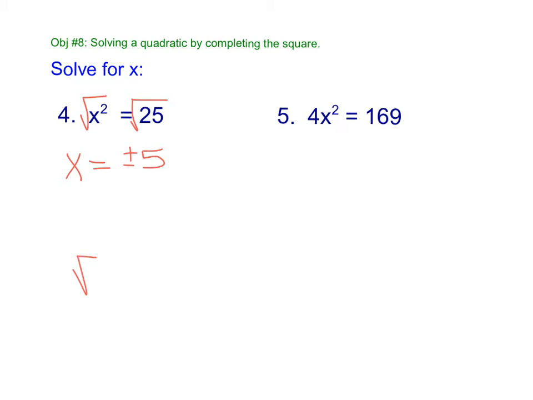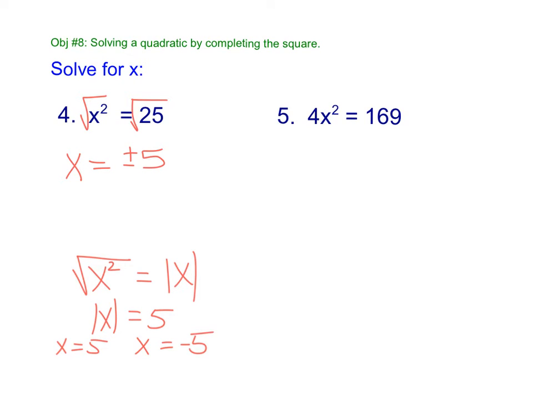So the square root of x squared is actually the absolute value of x, not just x. So when you solve the absolute value of x equals 5, remember you have to do x equals 5 and x equals negative 5. There's 2 answers. So typically what we do to avoid the whole square root thing, the absolute value thing, we just make sure to put plus or minus. Because if you square negative 5, you get 25.